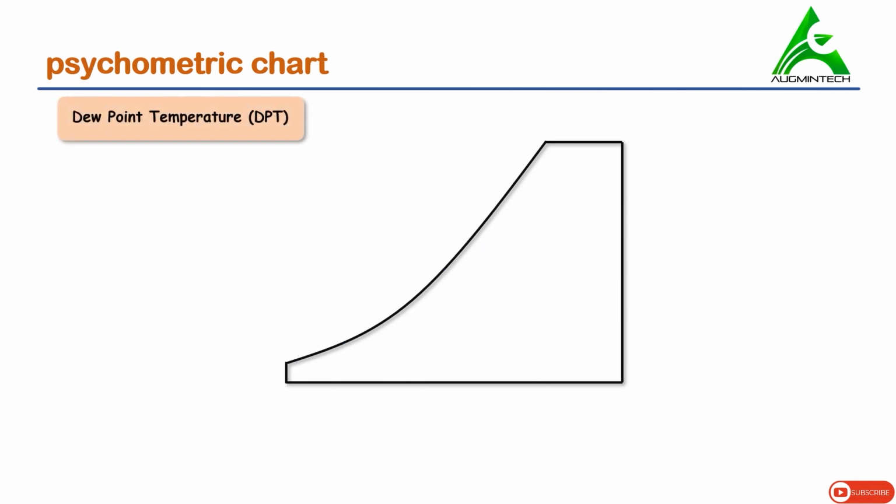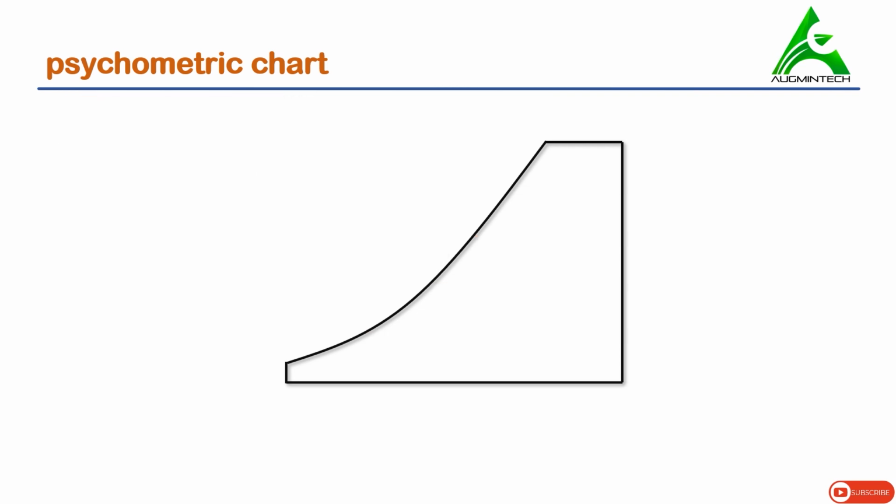Dew point temperature. Dew point temperature is drawn horizontal on the chart. So this is the line of dew point temperature. It is to be noted that humidity ratio lines and dew point temperature lines, they both are horizontal. However, the difference is that humidity ratio lines are exactly parallel and equally spaced. In case of dew point temperature, it's different.